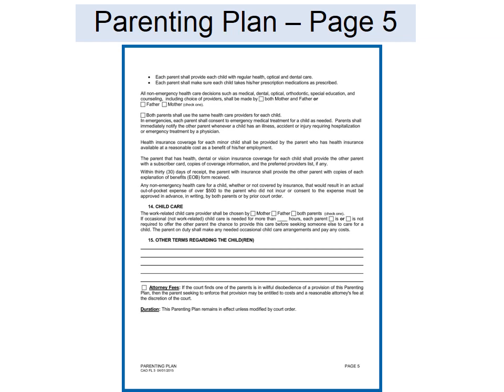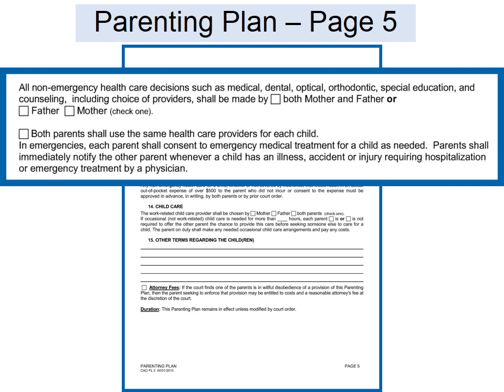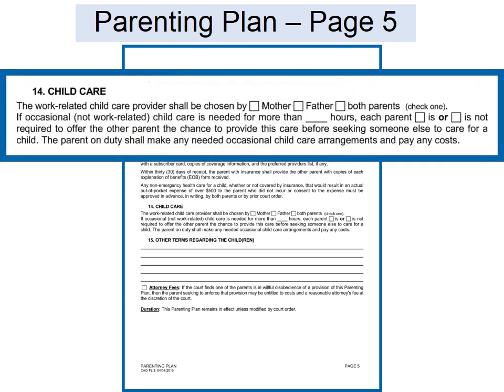Page 5 is the final page of your parenting plan and continues with the details related to the health care needs of the children from the previous page. Identify who will be making these decisions, mom, dad, or both. Paragraph 14 gives options for identifying who will be involved in selecting child care providers, and if the parents will be offered the first right of refusal for non-work related child care needs.